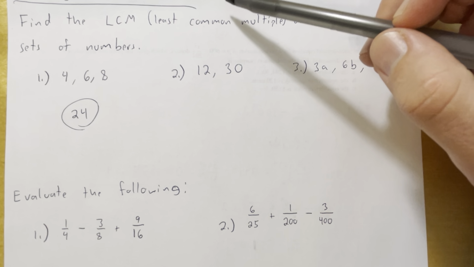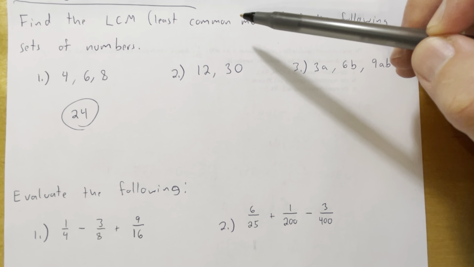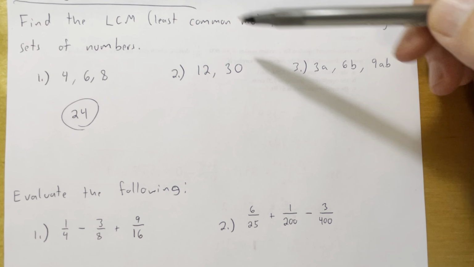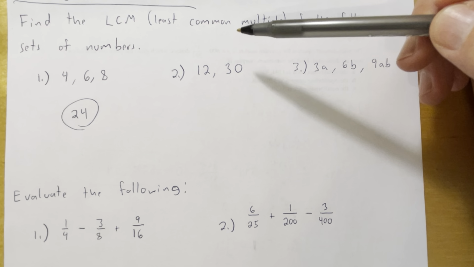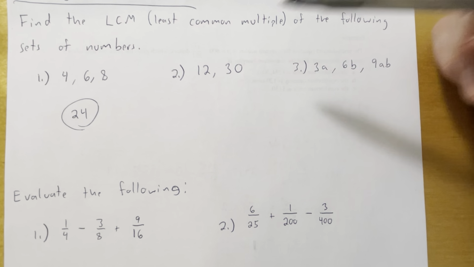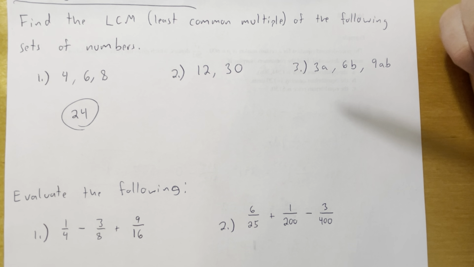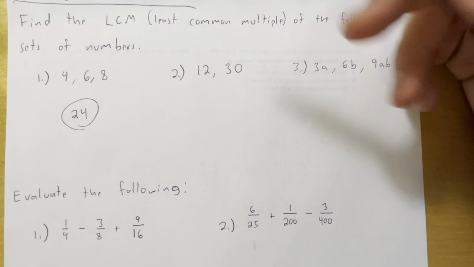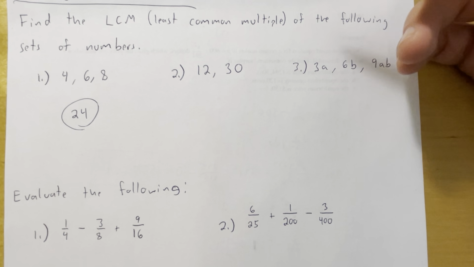Sometimes it is easier to find the GCF, which stands for greatest common factor of two numbers, before you can find the least common multiple. Sometimes it's easier to find that GCF. GCF, greatest common factor, means I'm looking at the factors of these two numbers and finding which factor they have in common, which is the largest of those common factors.